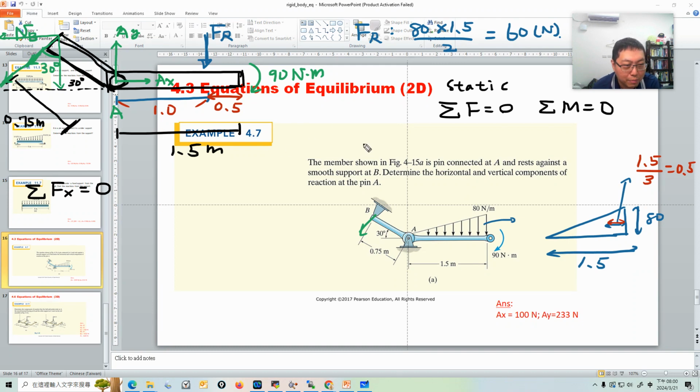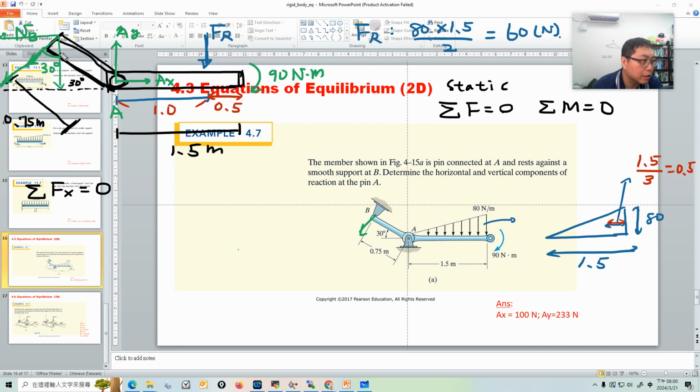Let me make sure. Let me do the double check. So 30 here, 60, so here is also 30. Okay, make sure it's 30. So be careful. You have to face this problem very often in the mechanics of materials calculation.